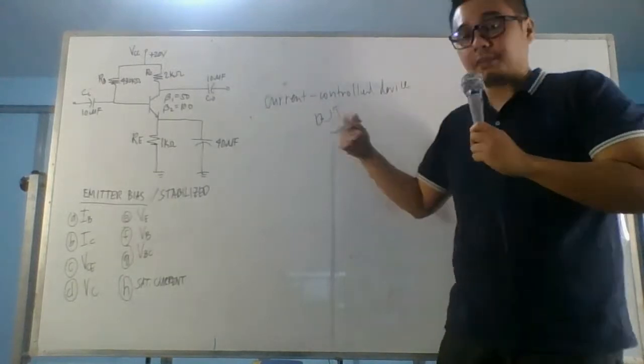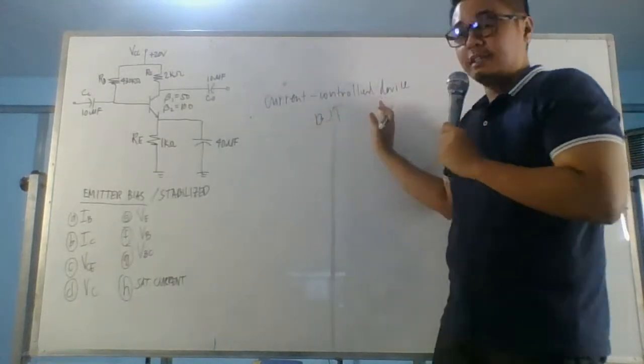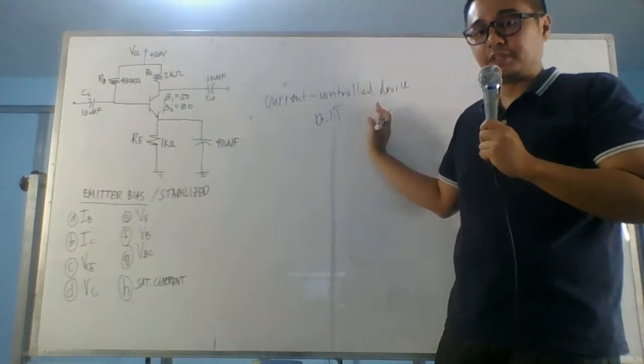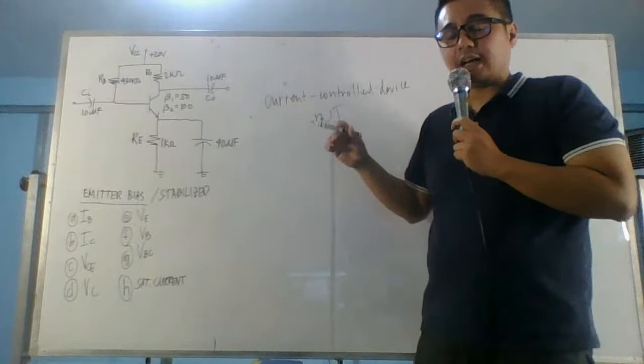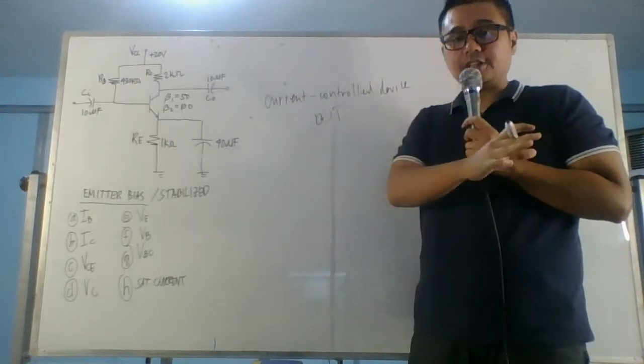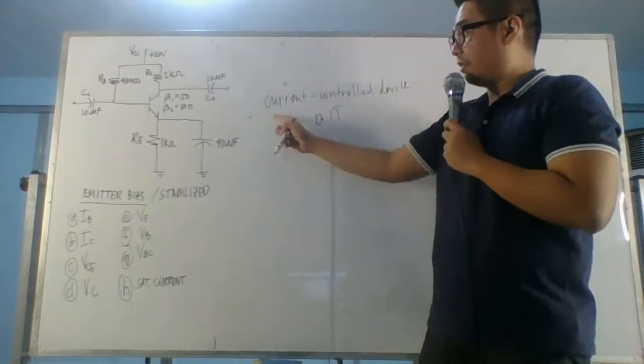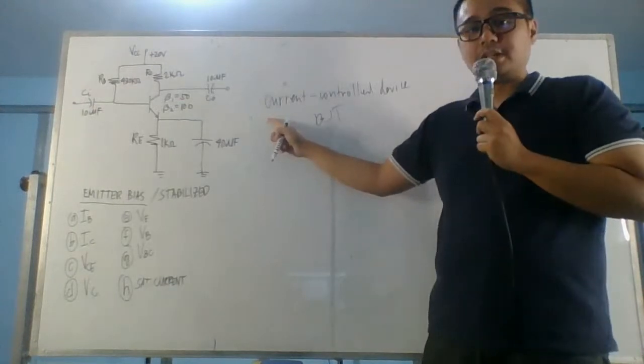Kasi pagdating natin sa mga MOSFET, sa JFET, iba na. Hindi na siya current control. Ulitin ko lang, no? Ang input current ng BJT ay kumokontrol sa output voltage ng BJT. Kaya ang tawag sa BJT ay current control device.